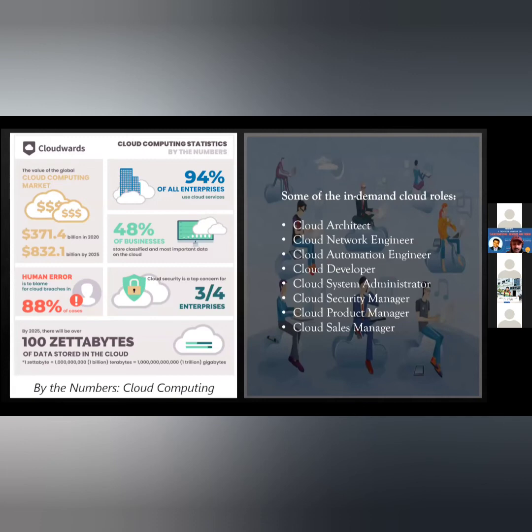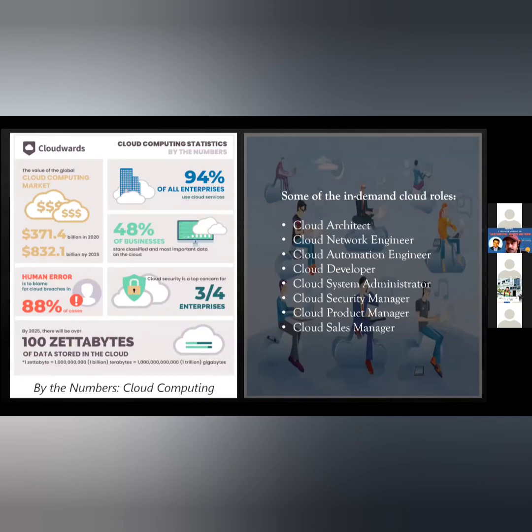The other data that we have here is that 48% of businesses store classified and most important data on the cloud. You know about the FBI, the American Federal Bureau of Investigation. They have their own Azure government service, which is restricted for them only. So you can imagine, cloud is great for storing classified and most important data. But of course, you have to configure it that way.